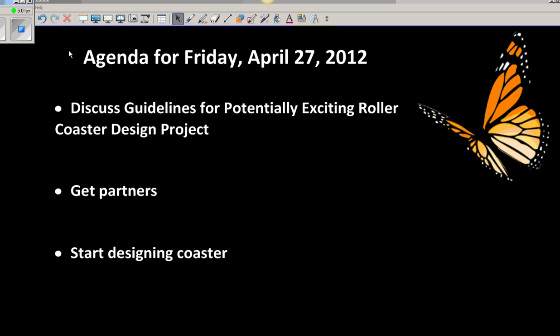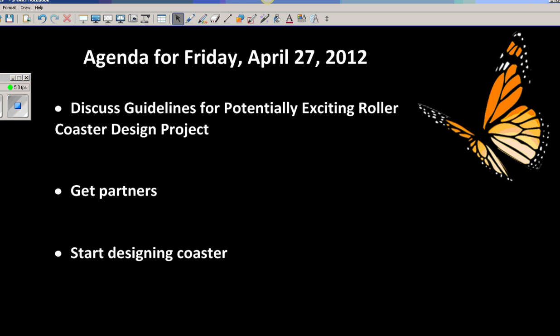Today we're going to start our new potentially exciting roller coaster design project, and we're going to talk about those guidelines and the rubric, what I expect in that project. You're going to get your partners that were randomly assigned by the group generator on the smartboard, and then you're going to start designing your coaster today. So I expect you to be on your best behavior for our guest teacher, be respectful and responsible, and make sure that you're making some progress on your project today.